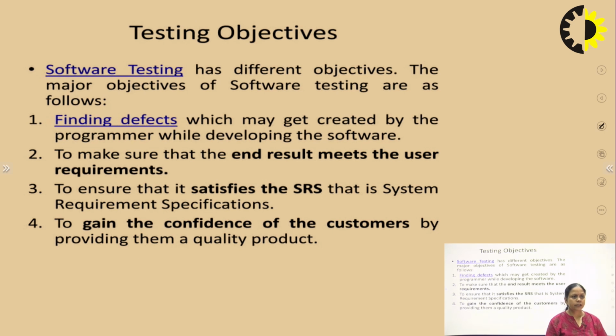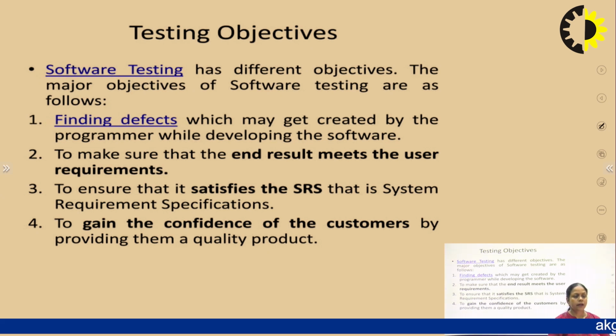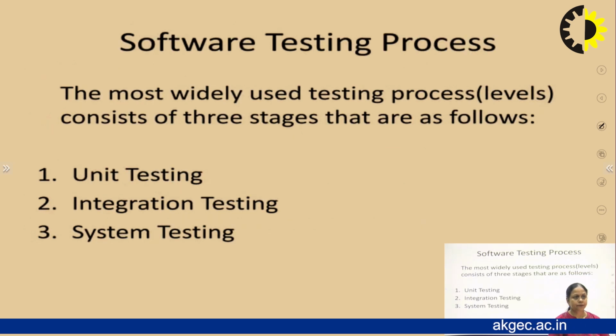So in the testing phase, we also ensure that these requirements are being fulfilled, to ensure that the software satisfies the SRS, that is the software requirement specification, and to gain the confidence of the customers by providing them a quality product. So if we do software testing properly and find the errors and bugs in the system properly, then it will gain the confidence of the customer because he will get a quality product from the development team.